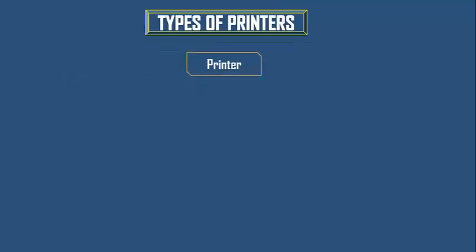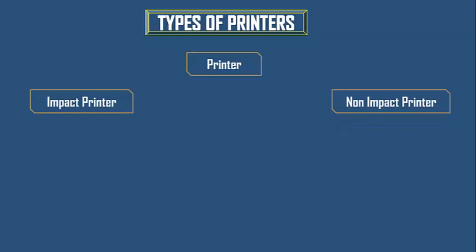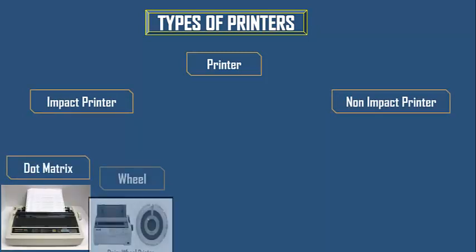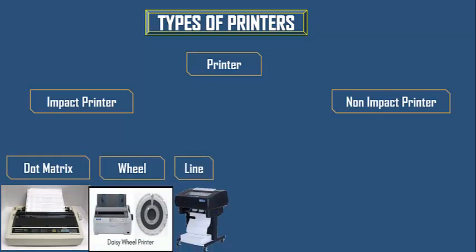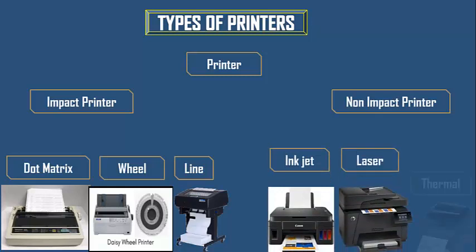Students, let's know about different types of printers. There are two main types of printers. One is impact and the other is non-impact printer. Examples of impact printers are dot matrix, daisy wheel and line printers. Examples of non-impact printers are inkjet and laser printers.